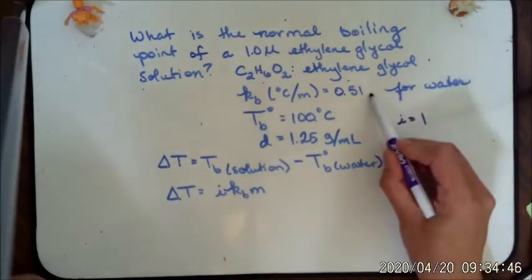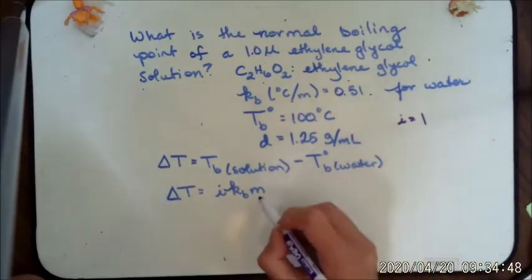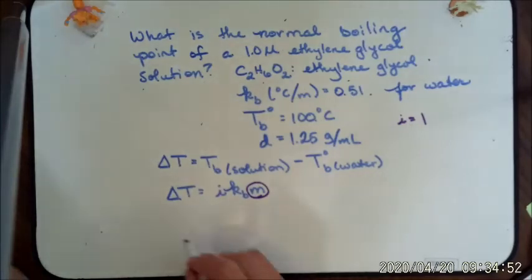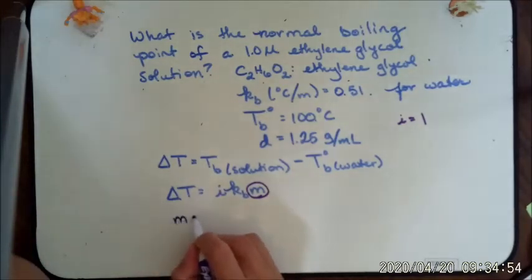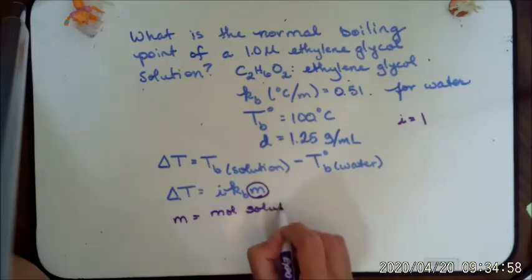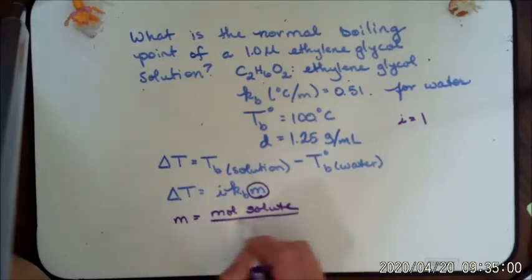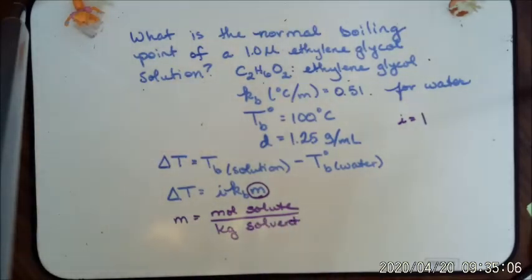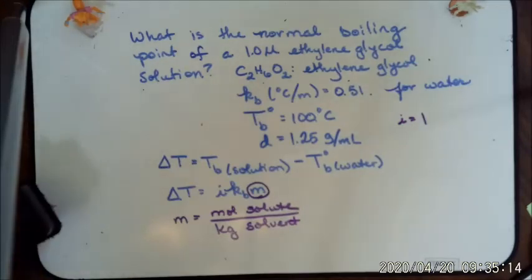We're given the value for water, so we just need to calculate the molality. What's the equation for molality? It's the moles of solute divided by the kilograms of solvent. Moles of solute we can get. So I'm going to erase this now, and we'll start calculations.